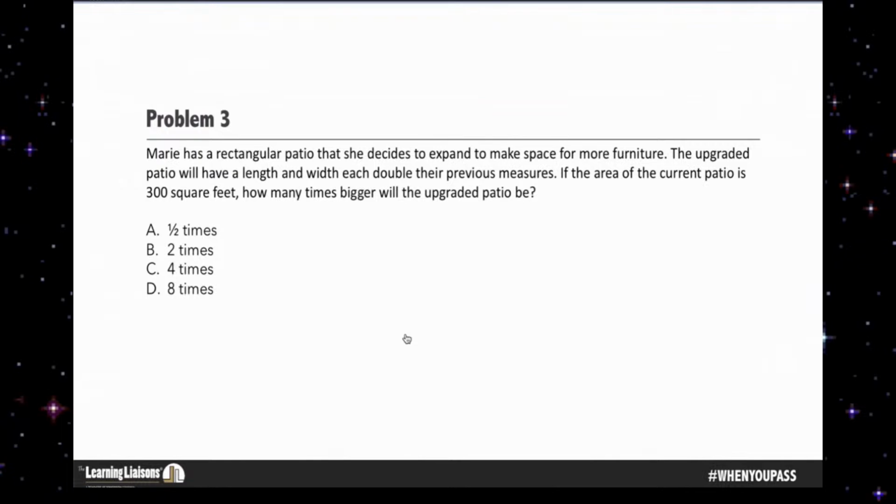Marie has a rectangular patio that she decides to expand to make space for more furniture. The upgraded patio will have a length and width each double their previous measures. If the area of the current patio is 300 square feet, how many times bigger will the upgraded patio be? Half times, 2 times, 4 times, or 8 times?